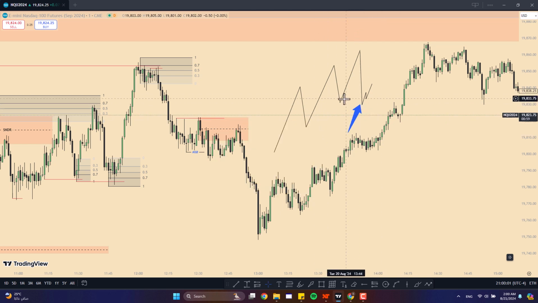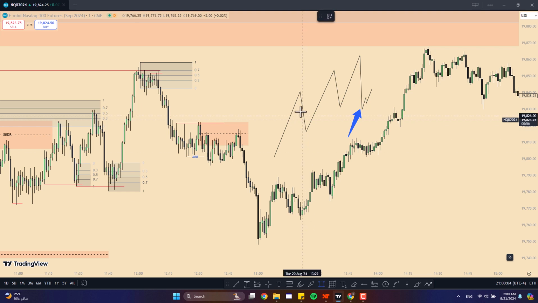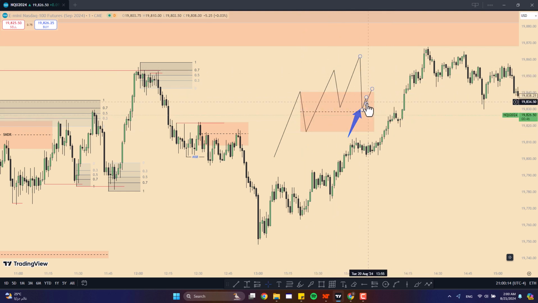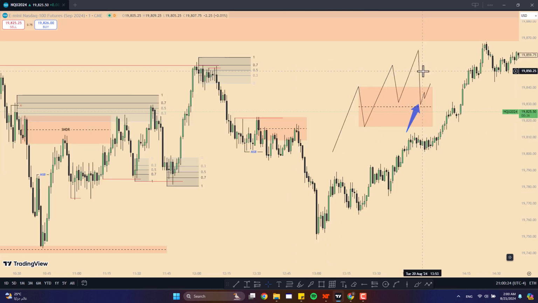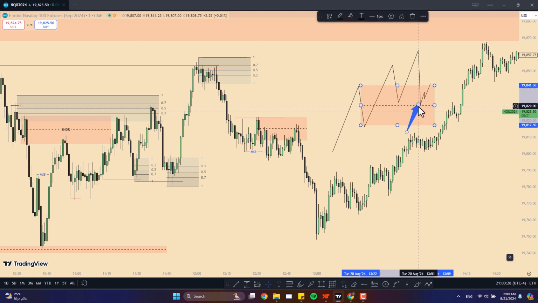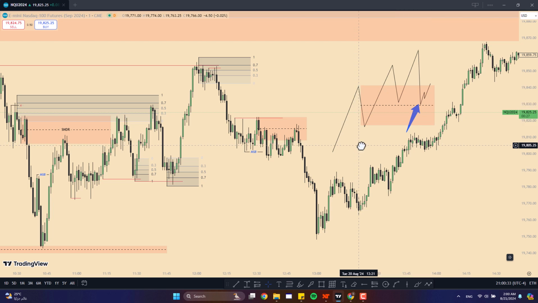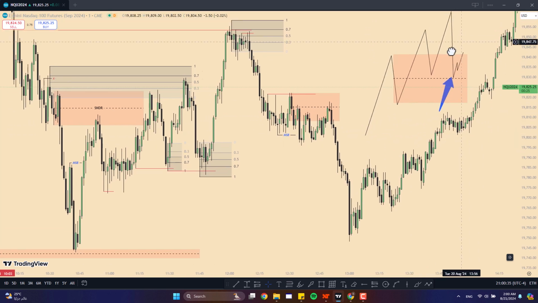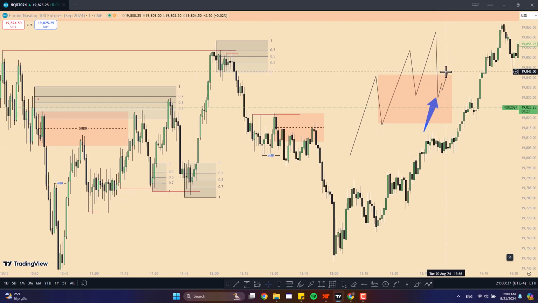right? Because you can always expect two tops into a zone, right? One top and then another top. It happens all the time. So after the second top and the CSS, now this will become, for me, a valid or protected low, especially if we have a break of structure somewhere around here.